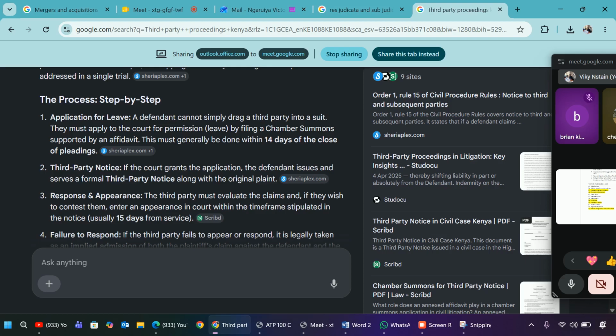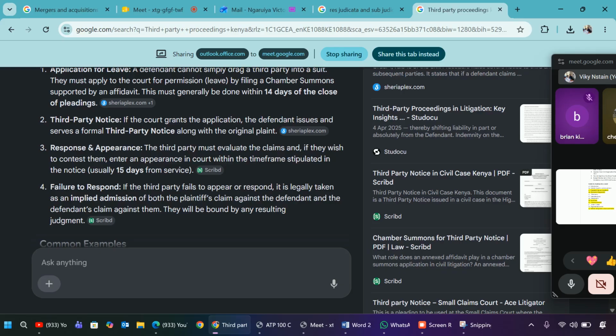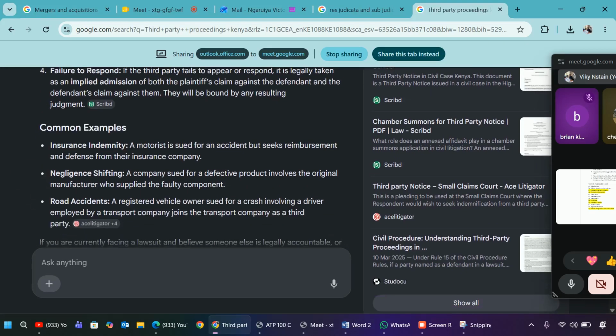Then serve the third party notice. If the court grants the application, the defendant issues and serves a formal third party notice along with the original plaint, responses, and appearance. The third party must evaluate the claims, and if they wish to contest them, enter an appearance in court within the time frame stipulated in the notice, usually 15 days from service. If the third party fails to appear or respond, it is legally taken as an implied admission of both the plaintiff's claim against the defendant and the defendant's claim against them. They will be bound by any resulting judgment.